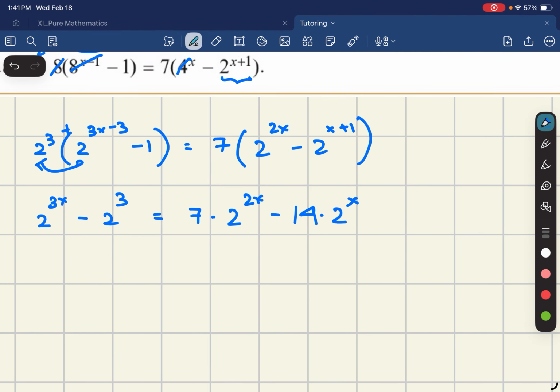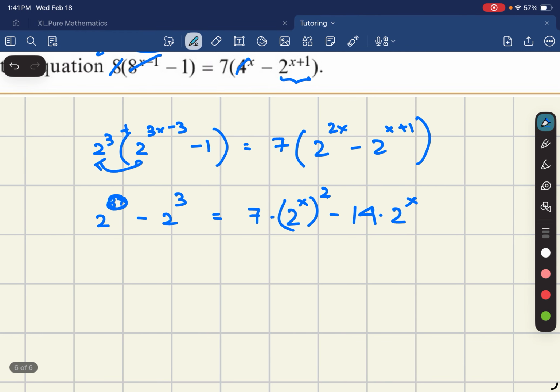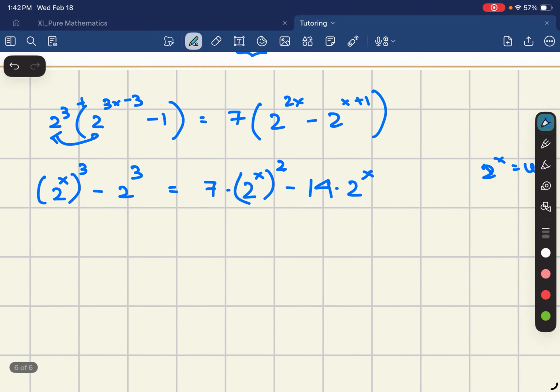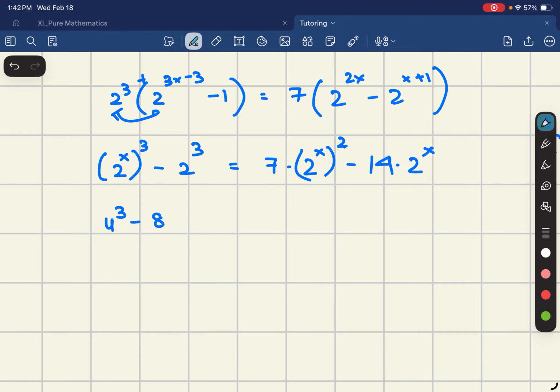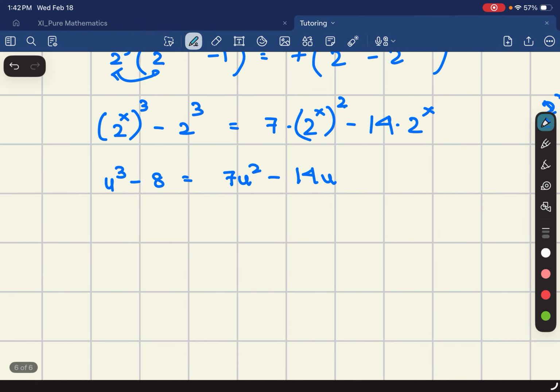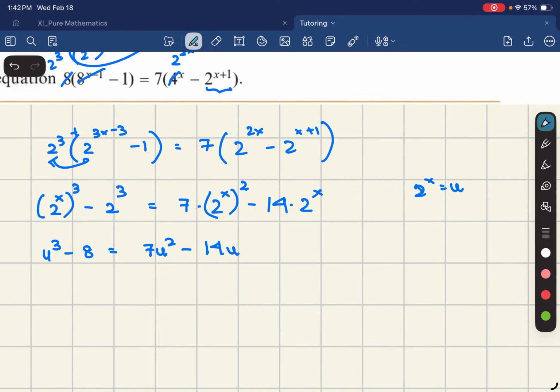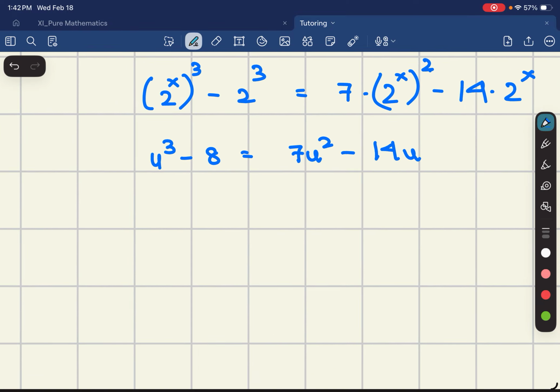I think now that we have arrived at this point, I can write this as x squared. This is going to be x cubed. So let's say that 2 to the power x is u. So we're actually solving u cubed minus 2 cubed, which is 8, equals 7u squared minus 14u. So this is actually a degree 3 equation, a cubic equation. So u cubed minus 7u squared plus 14u minus 8 is going to give me 0. So this is just bringing all my variables to one side.